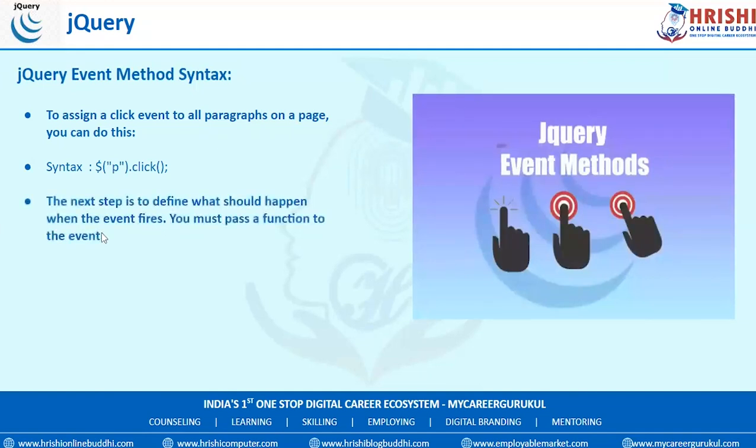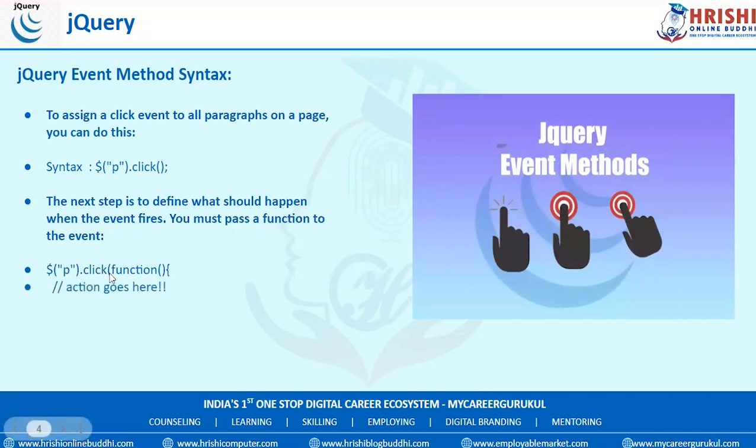The next step is to define what should happen when the event fires. You must pass a function to the event. It means we have just declared that on the click of a paragraph, okay, now on the click of the paragraph, what action should be done? That should also be defined. So how will that be defined? Simply dollar, again the same syntax we copy. Inside the click, you have to define one function saying that the action goes here.